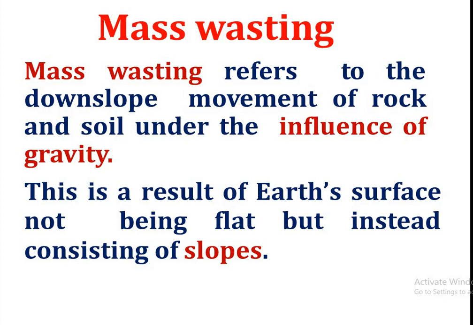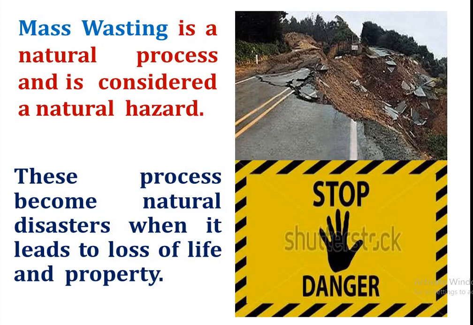This is a result of Earth's surface not being flat but instead consisting of slopes. यह फ्लैट एरिया में ना होकर के जो स्लोप वाले एरिया होते हैं वहां पर ज्यादातर होता है. Mass wasting is a natural process and is considered a natural hazard. सामूहिक क्षय एक प्राकृतिक प्रक्रम है और इसको एक प्राकृतिक आपदा के रूप में माना जाता है.